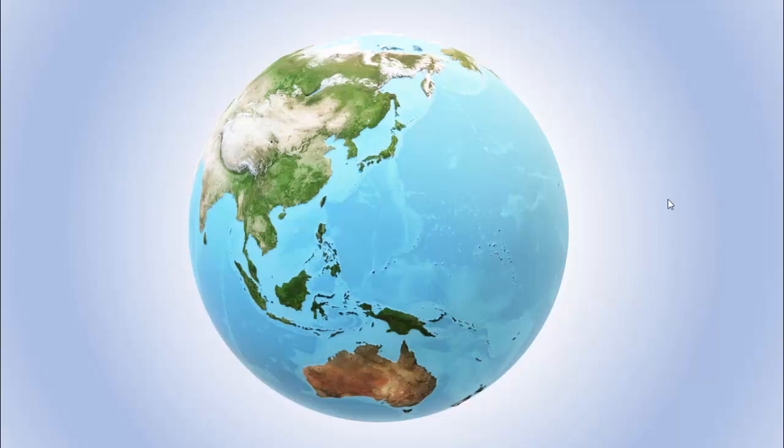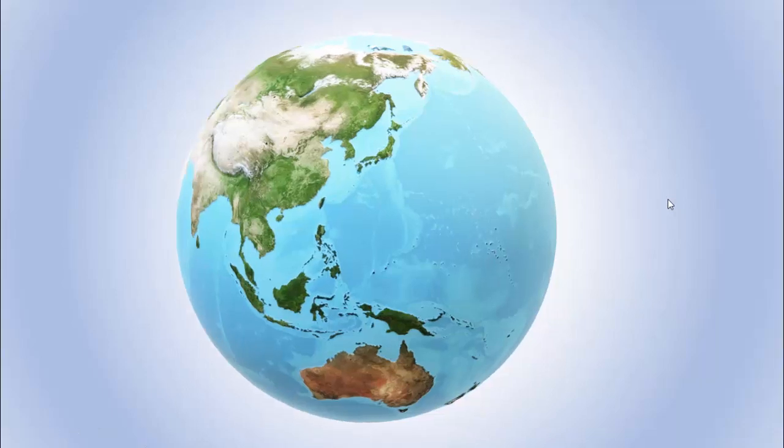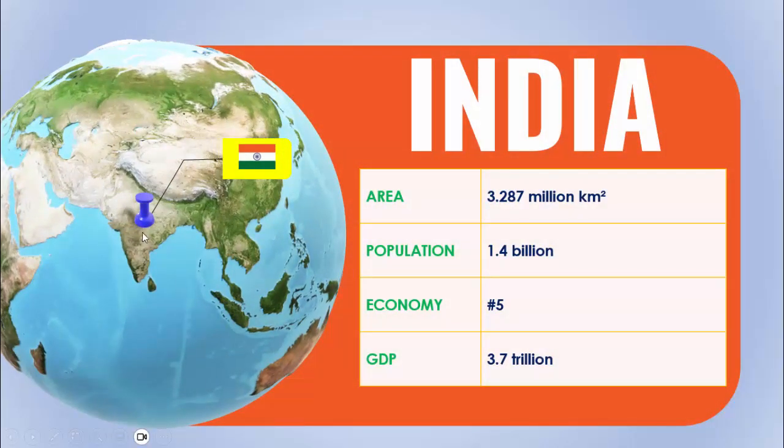So let me just show you. When I click, you can see here it moves, and then I have pinpointed the positions to the map of India here. All right, and then you can just type the name of the country. You can give any details here: the area, population, economy, GDP, etc. Again, this is completely editable. You can just edit as per your requirement.